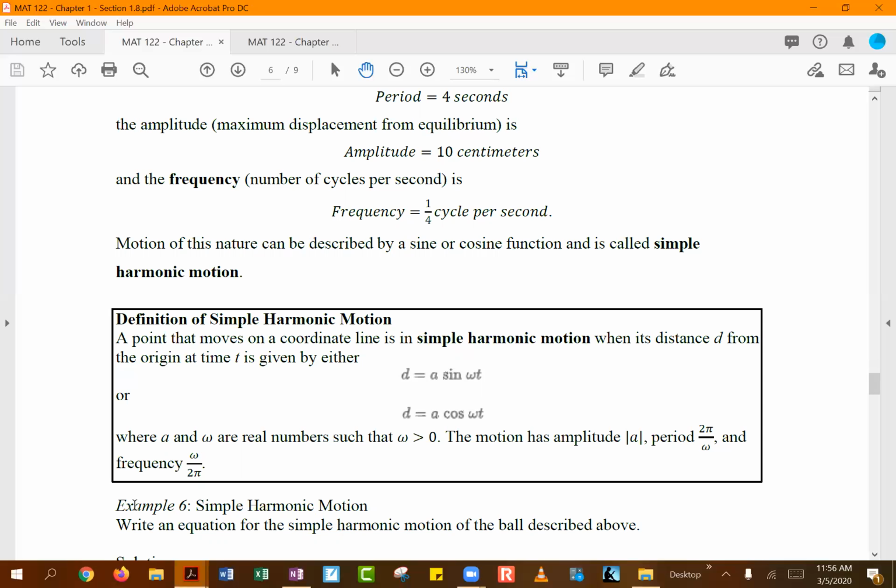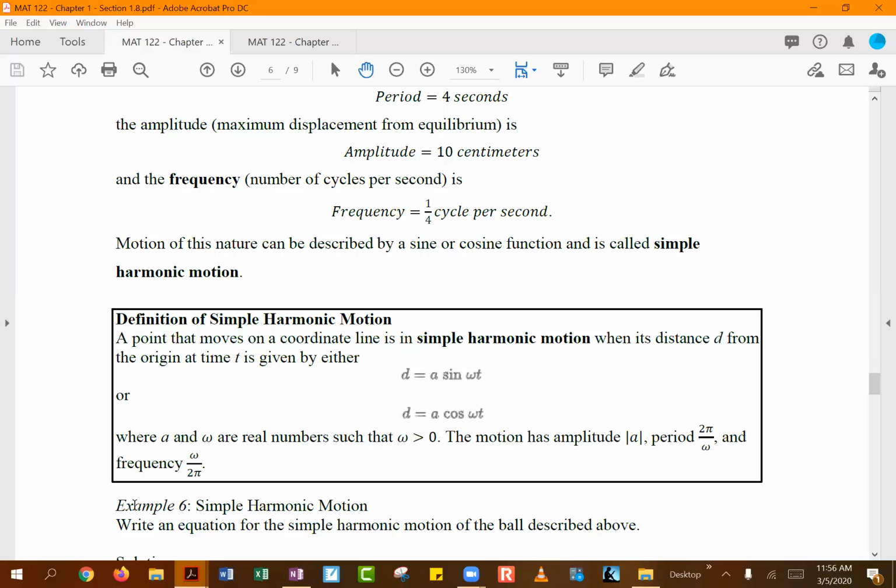Omega is always going to be a positive value, greater than 0. Remember, we always talk about amplitude as a positive value again. So even though you're looking at that negative 10 centimeter displacement, the a value would still be the absolute value. So that's going to be positive. Period is going to be 2 pi over omega. Is this looking familiar to you?